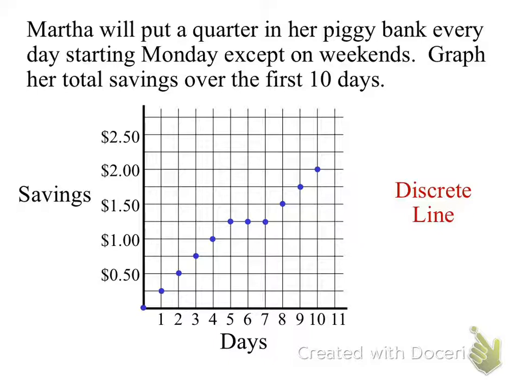So this is when you don't connect the points, and when you connect the points, it's when your time is constant or your quantities are constant. Okay? Questions?